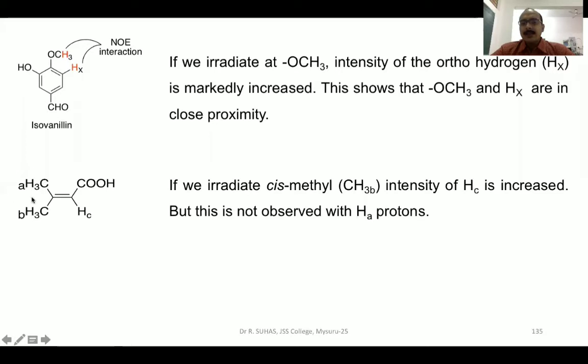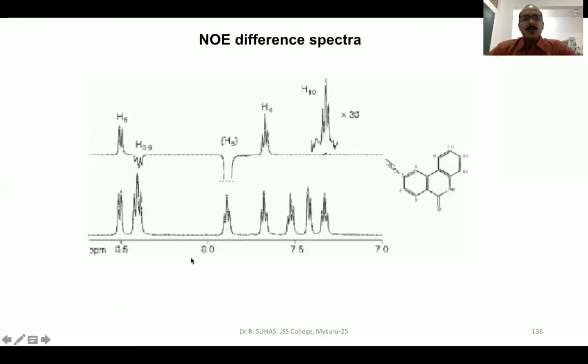Whereas if I double irradiate this CH3A, then there will be no signal enhancement of Hc. Now I can say that CH3 and H are trans to each other. This is how you can easily assign cis and trans or E and Z configuration to the particular molecule by making use of NOE. Other concept that you have to understand here is NOE difference spectra.